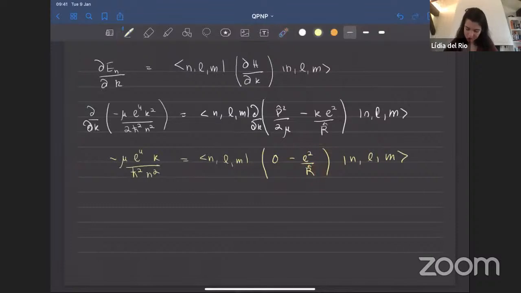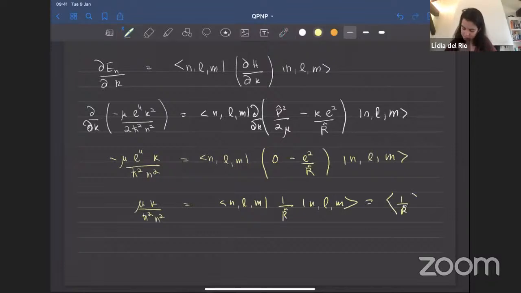So then we get what? The minus cancel out, the e squared cancels, so we have mu k over h bar squared n squared equals, and now n l m, 1 over r, n l m. But this is the thing that we were looking for, because this is already the average of this operator that we have here, in n l m. Right?